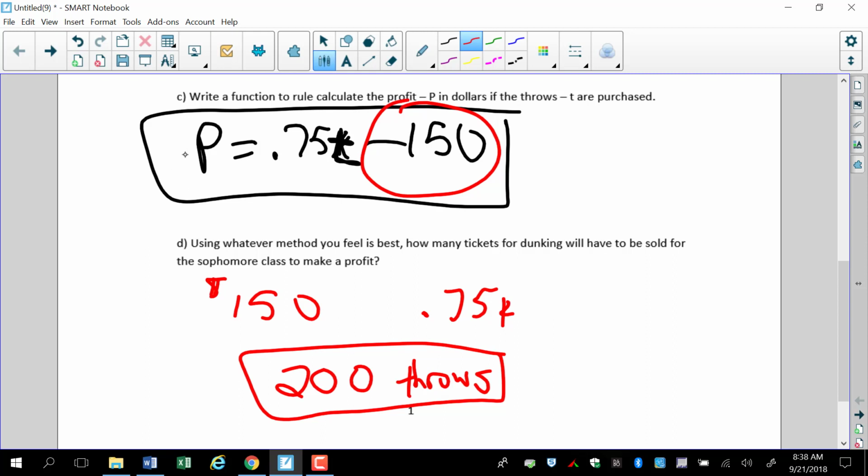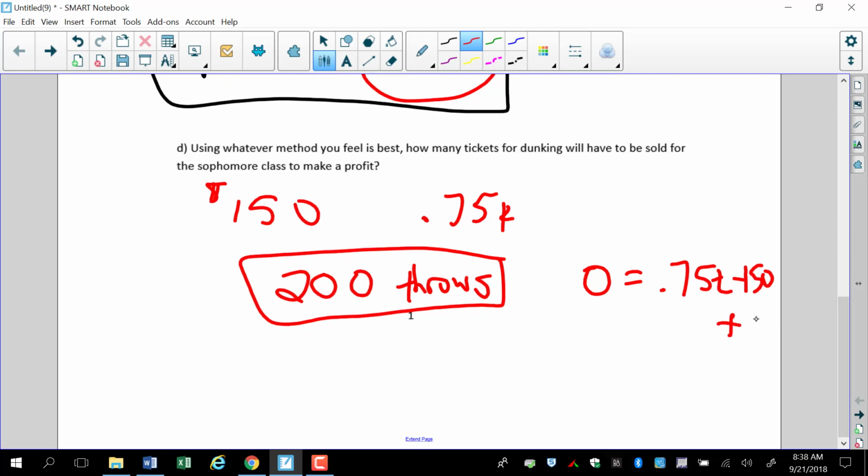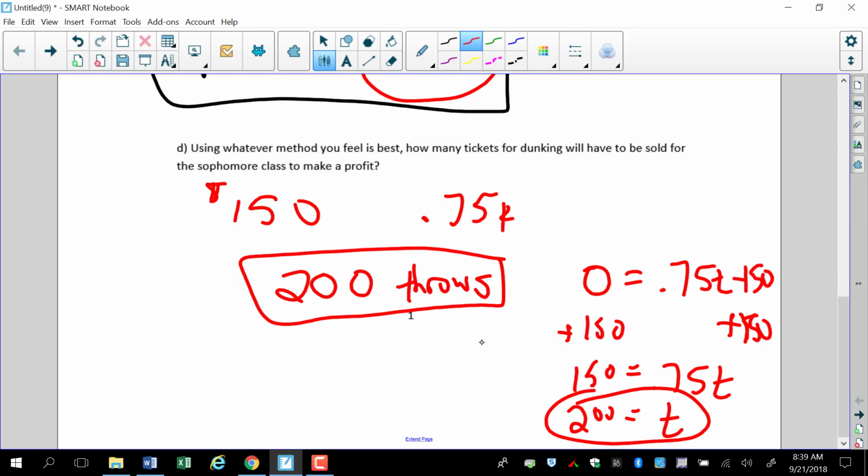You could also put that into this equation. You could put your profit into this equation is equal to 0, or $1, or whatever you want to put in there, minus 150. And then when you solve this, by adding 150 to both sides, you get 0.75t equals 150. And then again, when you divide, you're going to get t is 200, which is the same thing you did here. So you didn't have to use the equation to solve it. This is if you wanted to. If you did this, that would be perfectly acceptable in any test or practice that you take for this course.